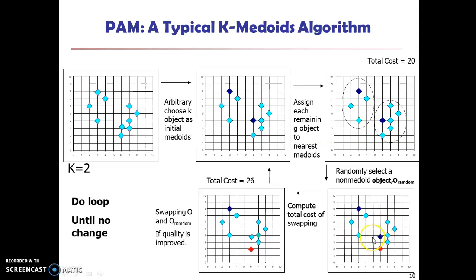So what is the cost of our swapping? The cost will be calculated. By choosing this one as a medoid, the cost will be 20. By choosing this one as a medoid, the cost will be 26. So again we are going to iterate. The iteration will start from the second step, and this process will be iterated until the quality is improved. If the quality is improved by swapping, then the loop will end. So loop until no change.